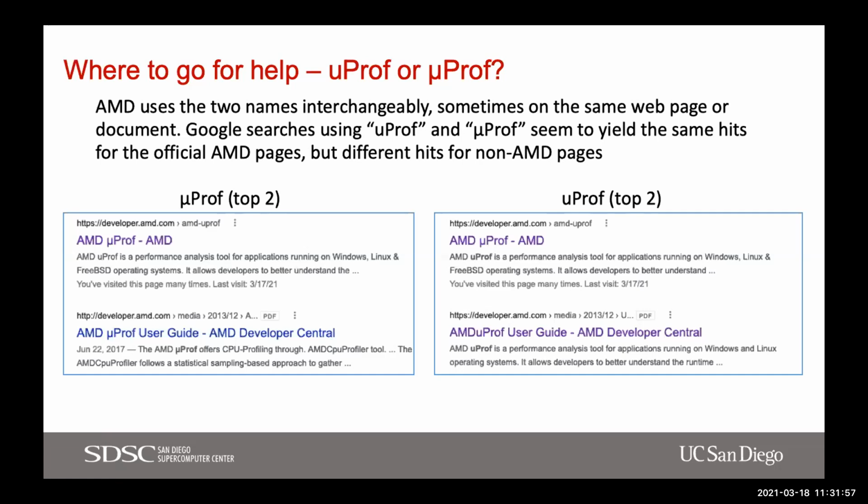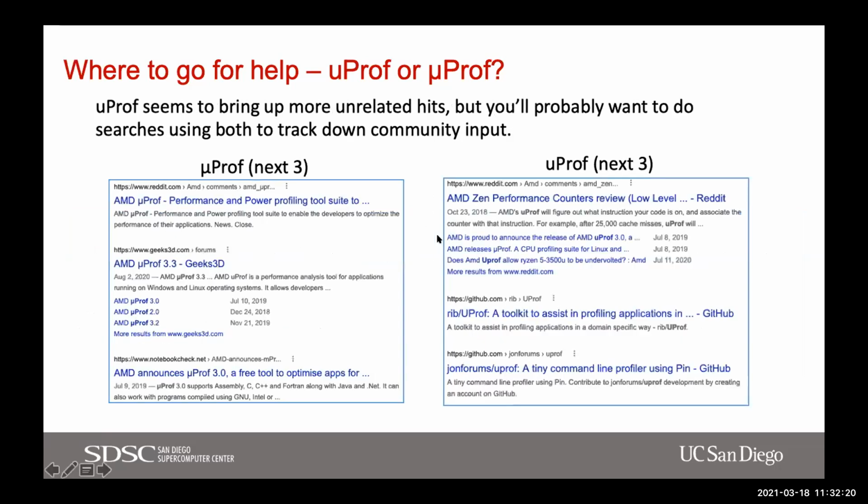Great job. Thanks. So where to go for help? Searching for uProf or µProf. AMD uses these two names interchangeably, so this drives us nuts. In fact, they do this even within the same web page or the same document sometimes. You could do Google searches using each, and they will get you to the official AMD documentation. But if you go a little bit further down, looking at, say, community input, you're going to get different results for µProf and uProf. I would suggest that if you're doing a search that you use both for now.